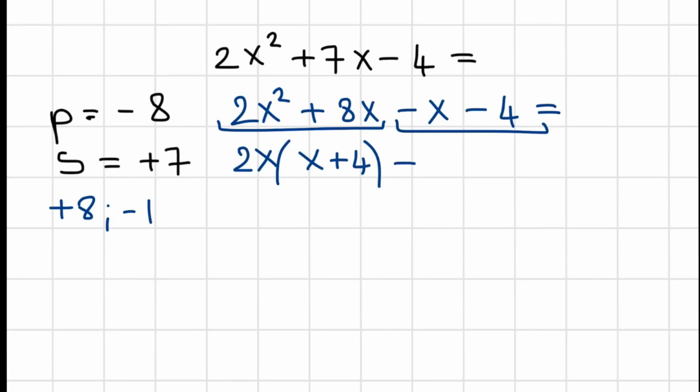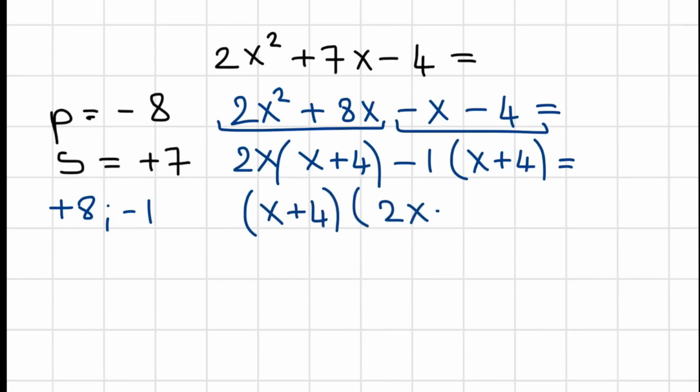In here, our common divisor to get x plus 4 is minus 1. We keep on factorising. Common divisor x plus 4, quotient 2x minus 1. Here is our quadratic factorised.